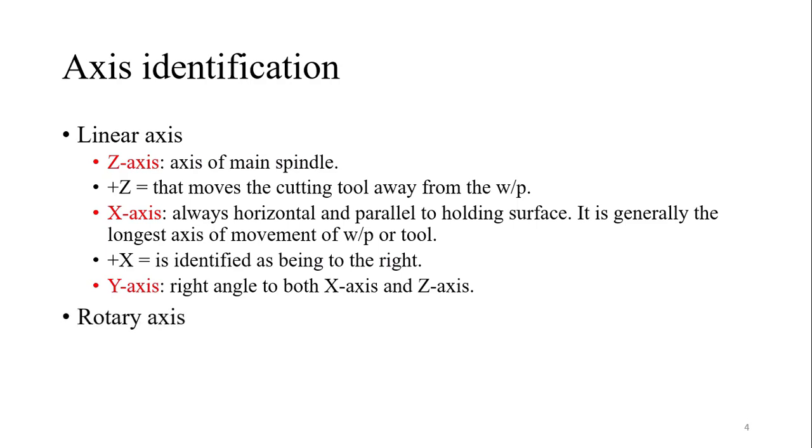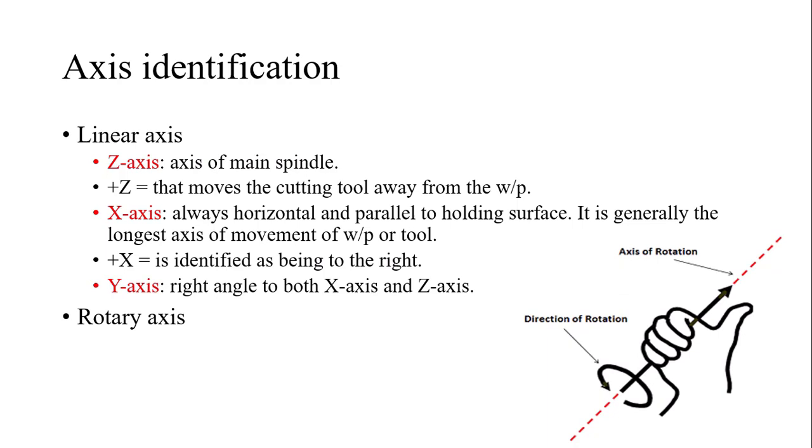Then the rotary axes in the machine. In today's topic we are not covering the rotary axes, but we all know this is the direction of rotation: when you curl your fingers, wherever the thumb points is the direction of rotation. So in the machine we have three rotary axes: rotation about the x-axis, rotation about the y-axis, and rotation about the z-axis. So there are 3 linear axes and 3 rotary axes.